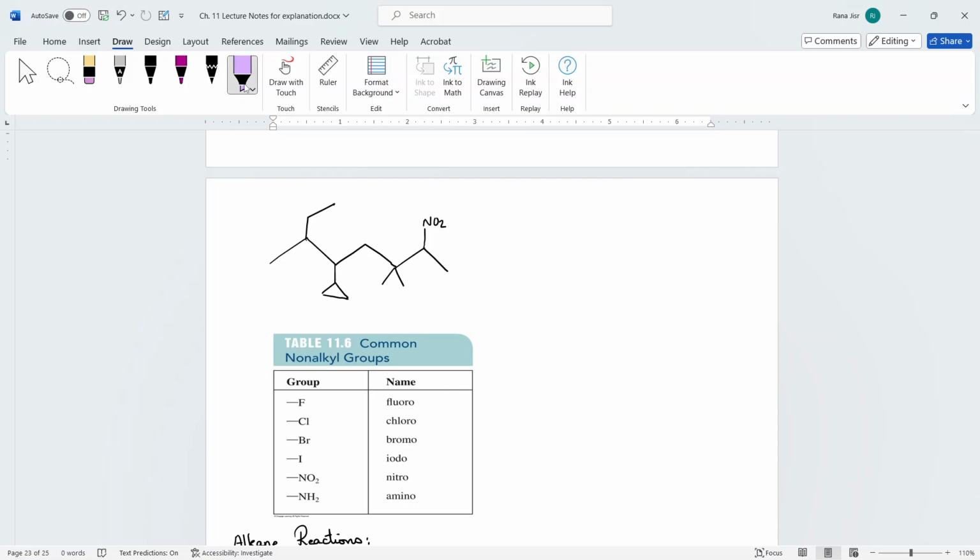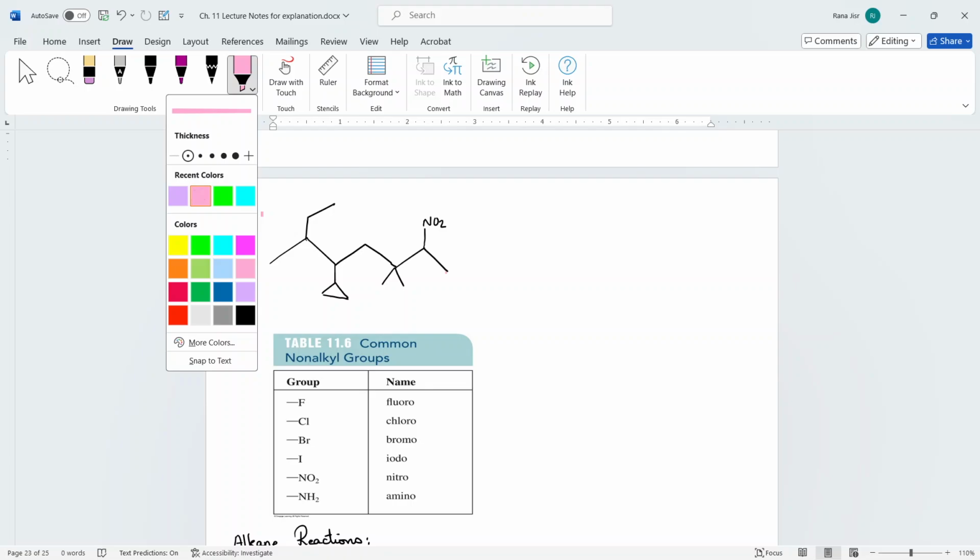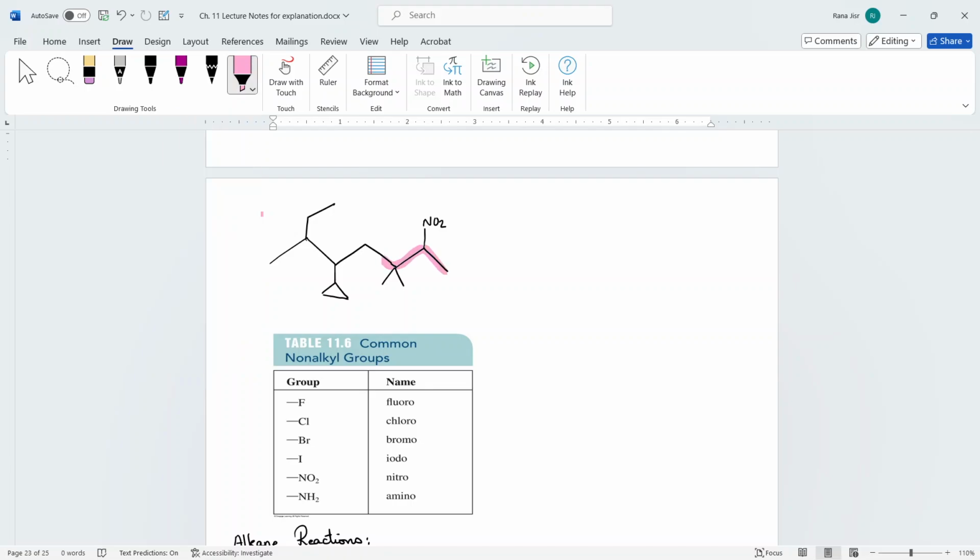For this one, I'm going to choose the longest carbon chain. The longest carbon chain here is going to be, notice what I did. I started my longest carbon chain including all the substituents. So try to include as many substituents as you can. And that is going to be my longest carbon chain. I'm going to start numbering from this end here to give the first substituent the lowest number. This is 3, this is 4, this is 5, this is 6, this is 7, this is 8.